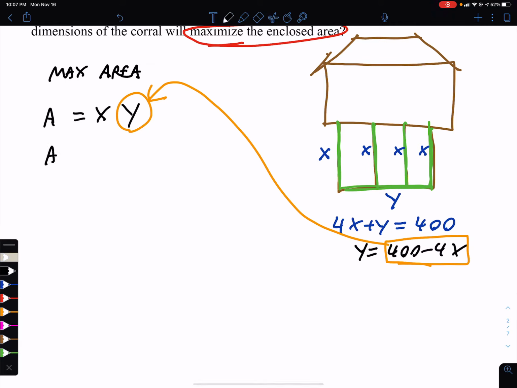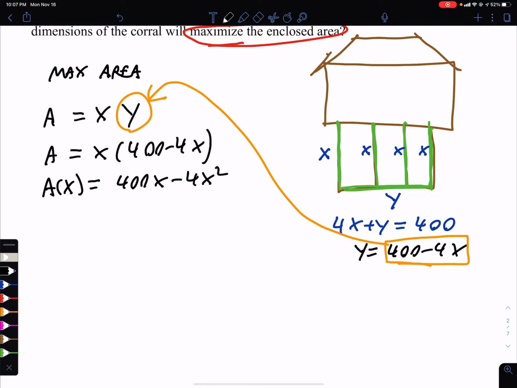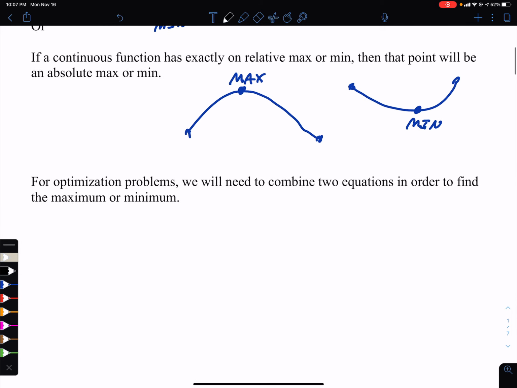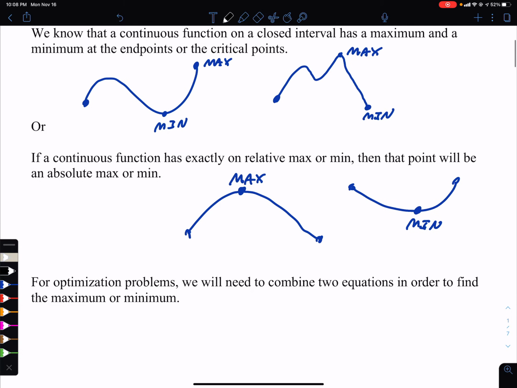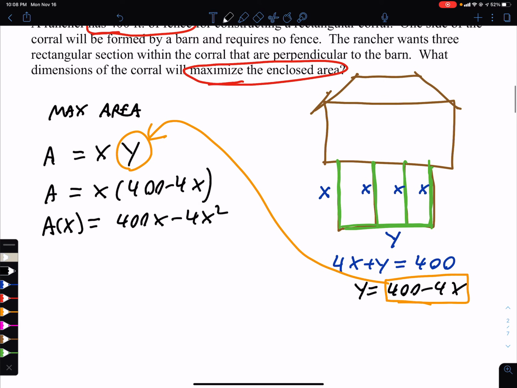And now, very nicely, we're going to have just one variable, so we can take the derivative. So the area in terms of x will be 400x minus 4x squared. And like we said before, we know max and mins either occur at endpoints or critical points. So we need to find critical points.